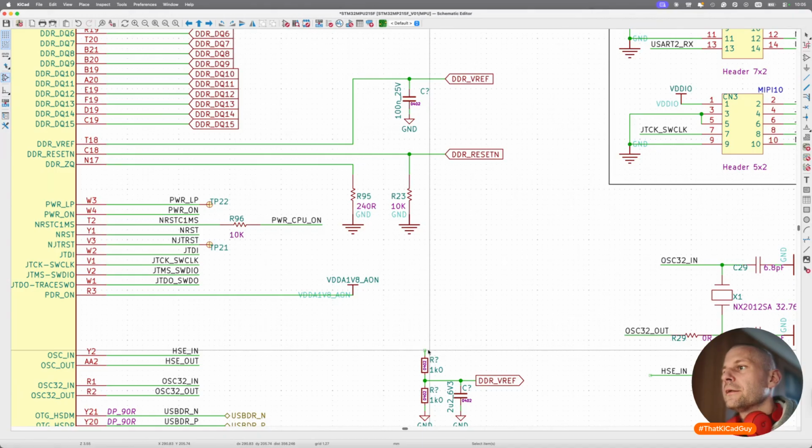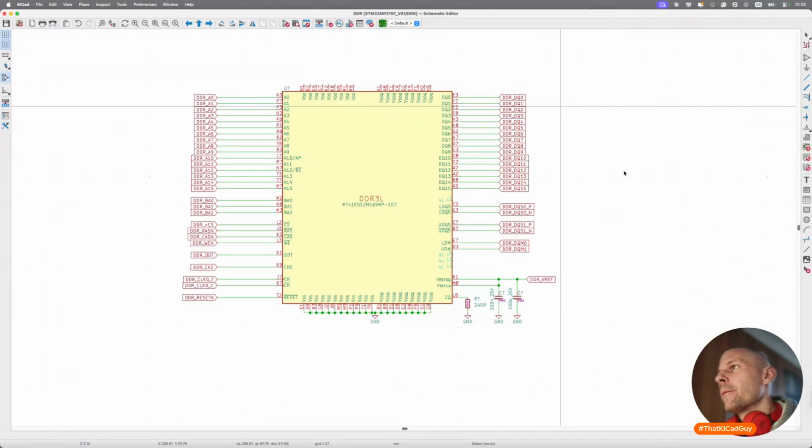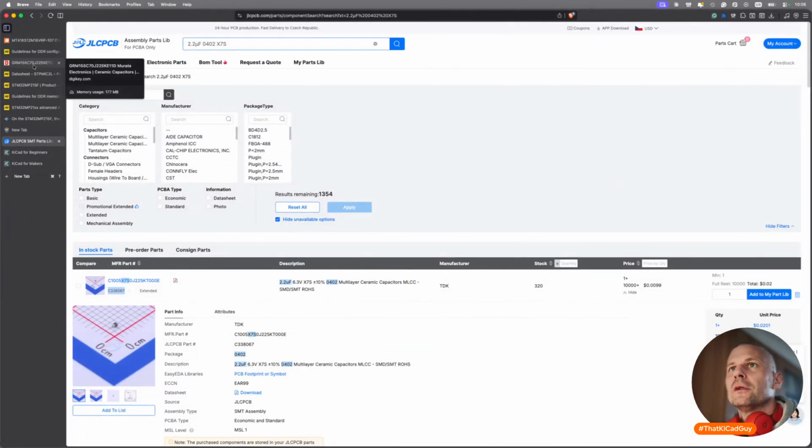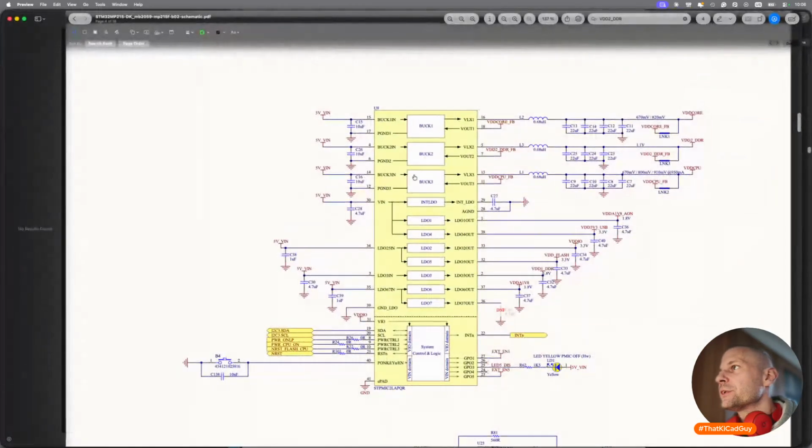Yes, and here should be one of the levels. Both will be the less noisy one. So as we saw, there are two. One is buck and one is LDO. I tend to use LDO, but we have to check the datasheet.